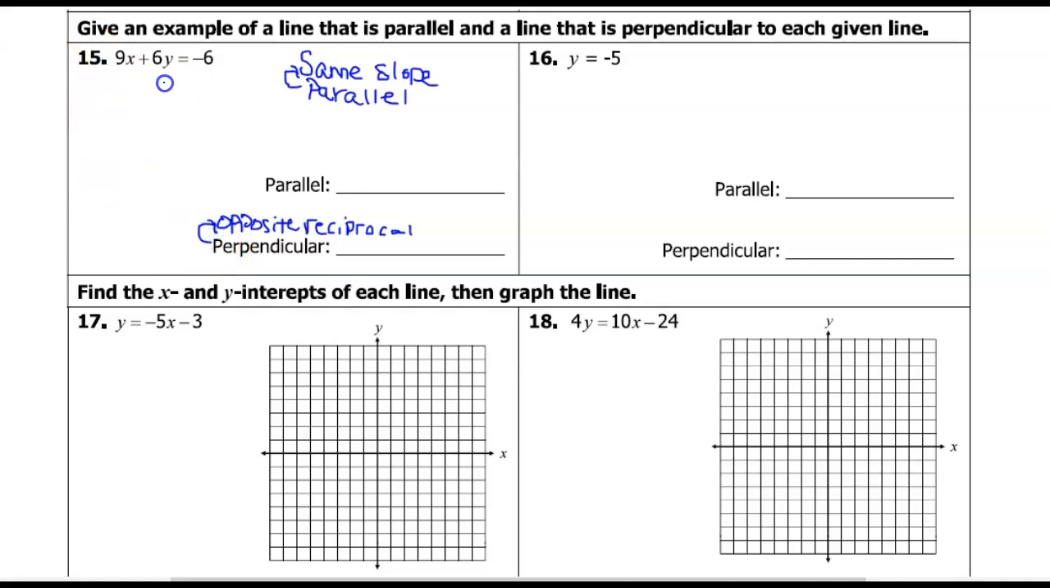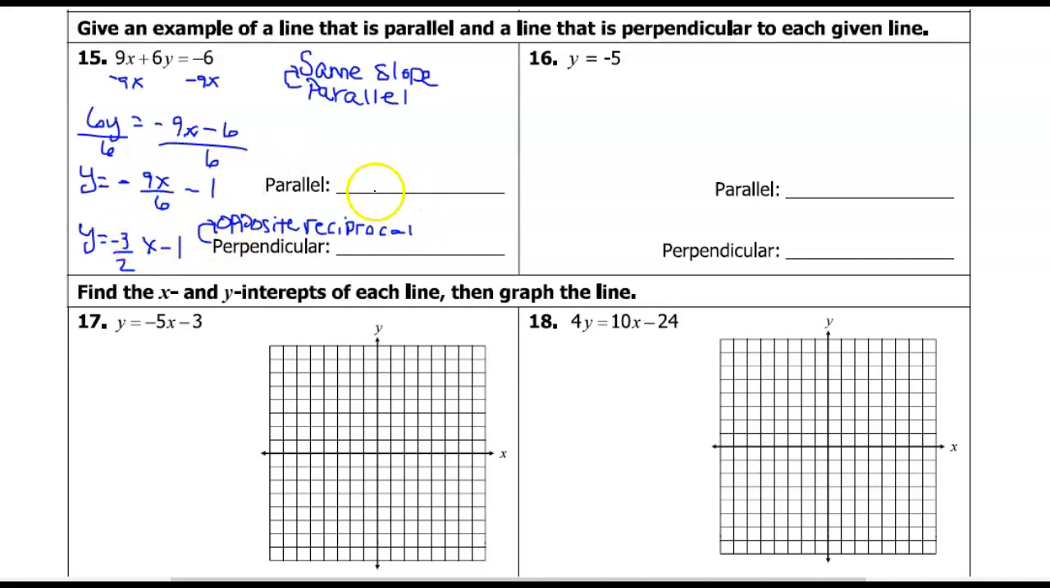So first, I want to figure out what the slope is. I'm going to put this in slope-intercept form. So I will solve this for y. I'm going to move this 9x over. So I have 6y equals negative 9x minus 6, and then I'll divide this whole equation by 6. y equals negative 9x over 6 minus 1, and we can simplify this. That's going to be 3 over 2, so y equals negative 3/2 x minus 1.